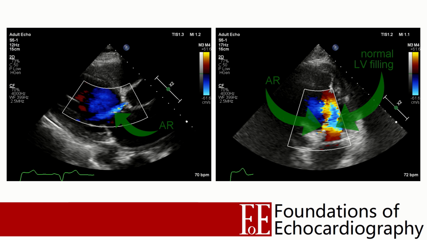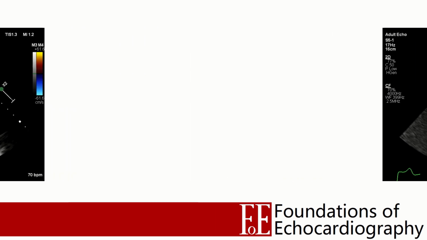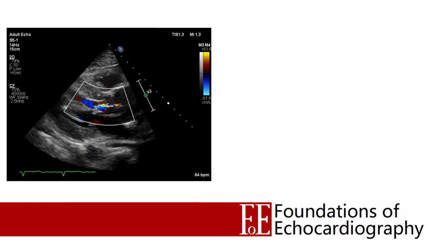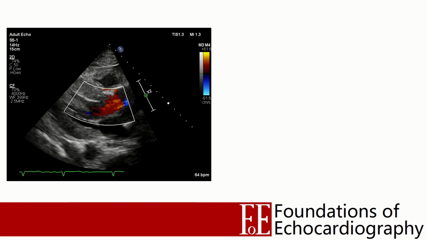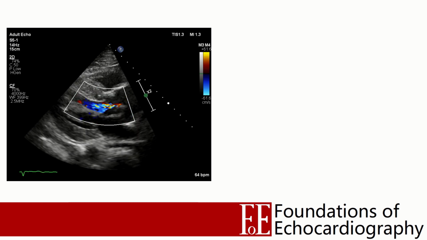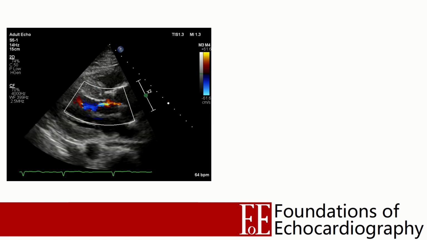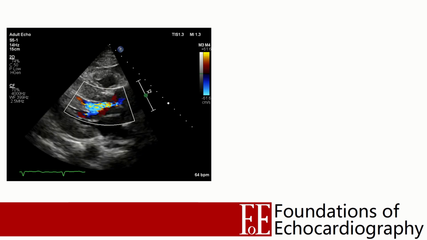This AR was considered to be mild and not related to the patient's changing condition. This next set of images are taken from a gentleman in his mid-60s who presented with acute pulmonary edema. Here in the parasternal long axis view we can see a jet of aortic regurgitation that arises centrally and is directed centrally through the left ventricular outflow tract.